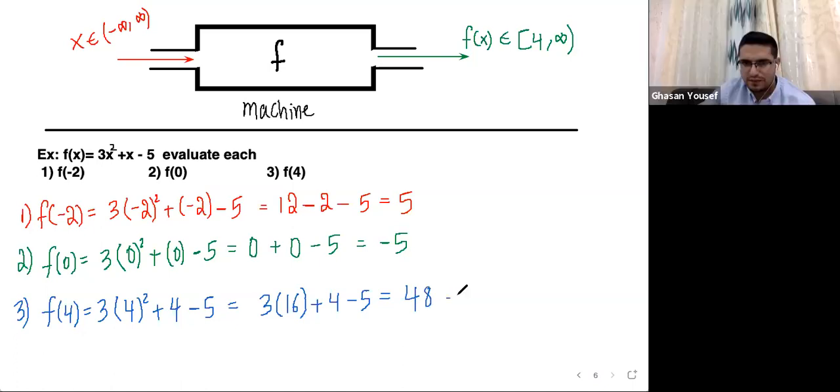48 plus 4 minus 5. 48 plus 4 is 52. 52 minus 5 is 47. So the answer is 47.